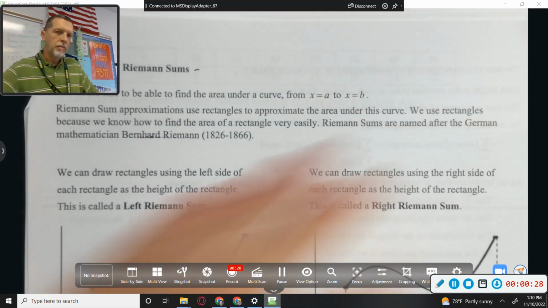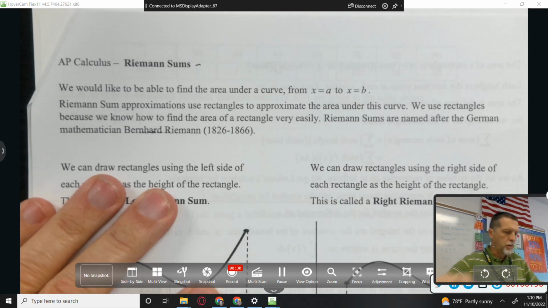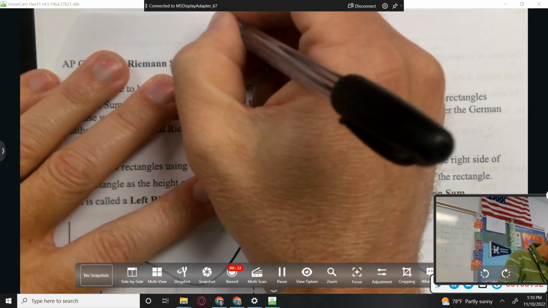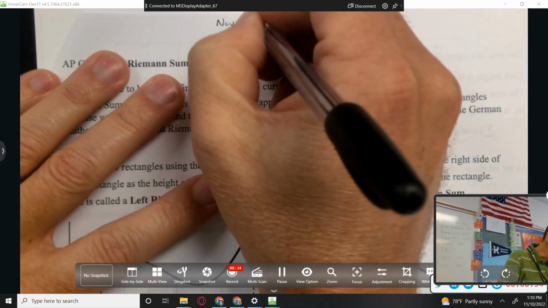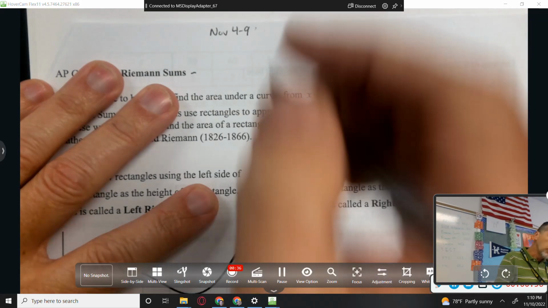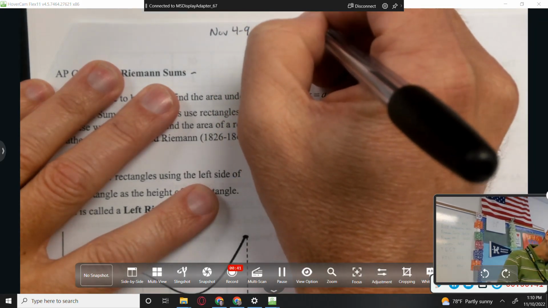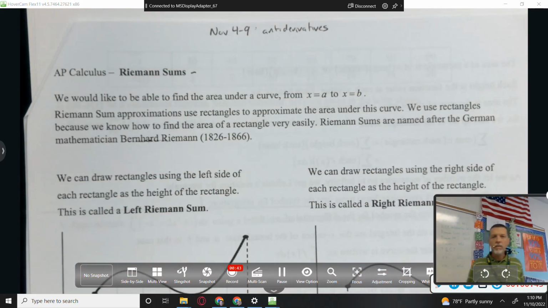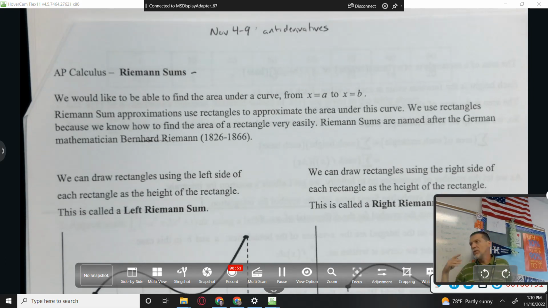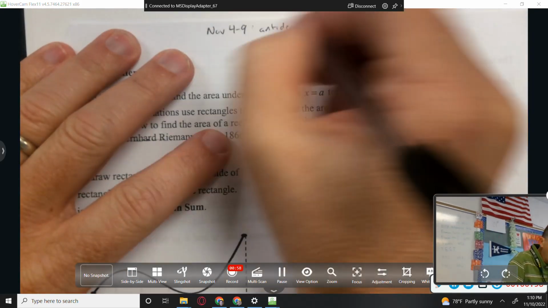So I guess even before we start talking about Riemann sums, let's keep talking big picture here. The 4th through the 9th was all antiderivatives, sort of culminating in the quiz that you took yesterday. Power rule, trig rules, exponent rule. Because there is no chain rule, there is no product rule or quotient rule. So in some sense they're easier.